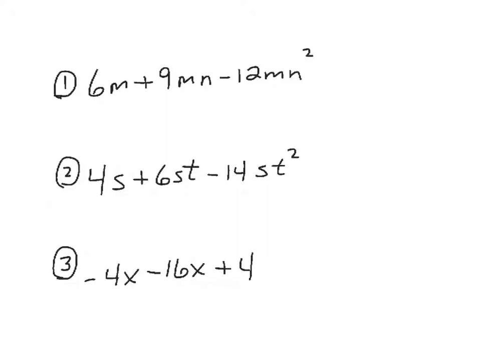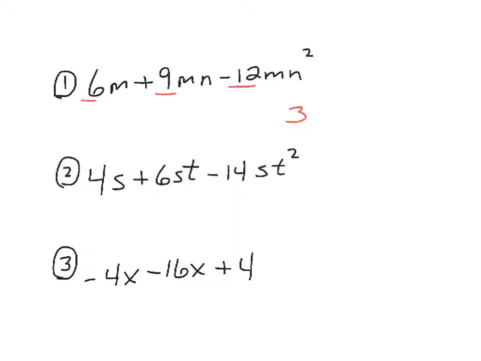Up to this point, we've been doing factoring with just binomials, that is, two different terms. This time I have polynomial factoring, which has 3 different terms. In the very first one, you can see that I have a 6, a 9, and a 12. And the common factor of 6, 9, and 12 is 3. So I could factor a 3 out of all those.